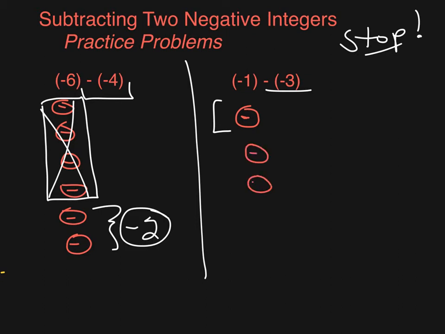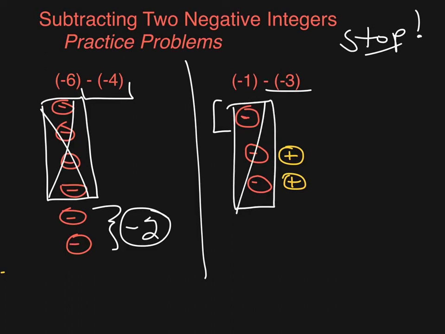For each one I added on, I need to make it a 0 pair. So I'm going to get those positive chips in there. And I can now take away 3 negative chips. And my answer is here, +2.